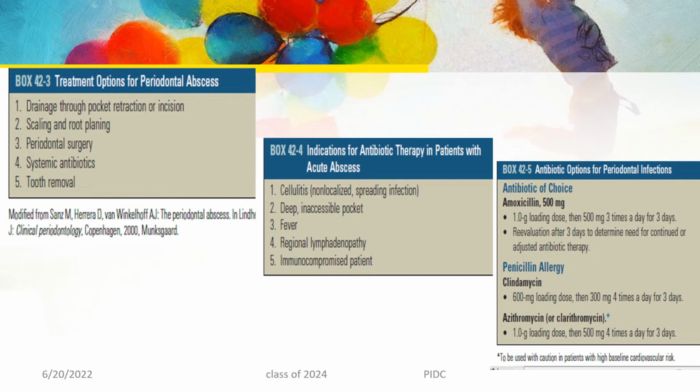Antibiotic options available for periodontal infections are amoxicillin 500 mg, with a 1 gram loading dose, then 500 milligrams three times daily for 3 days, with reevaluation after 3 days. If the patient is allergic to penicillin, then you go in for clindamycin or azithromycin.